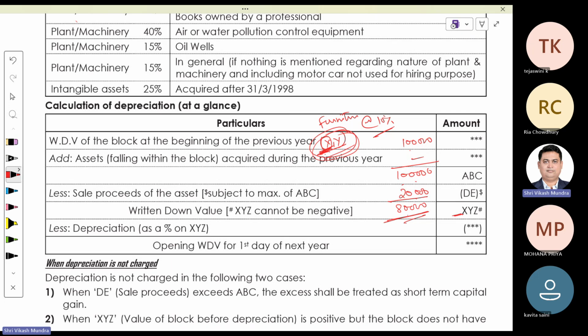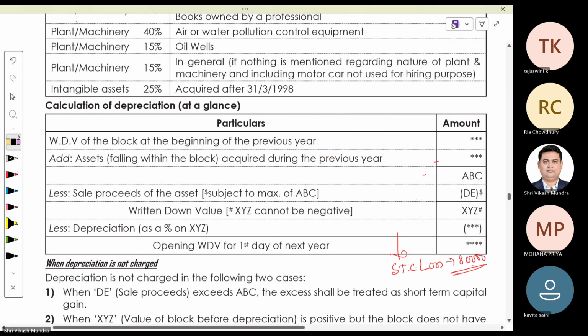Since there was no asset, the question of depreciation does not arise. In that situation, this positive value, since the asset was not there, this block ceases to exist. This 80,000 is termed as a short-term capital loss, and is considered under the head capital gain.